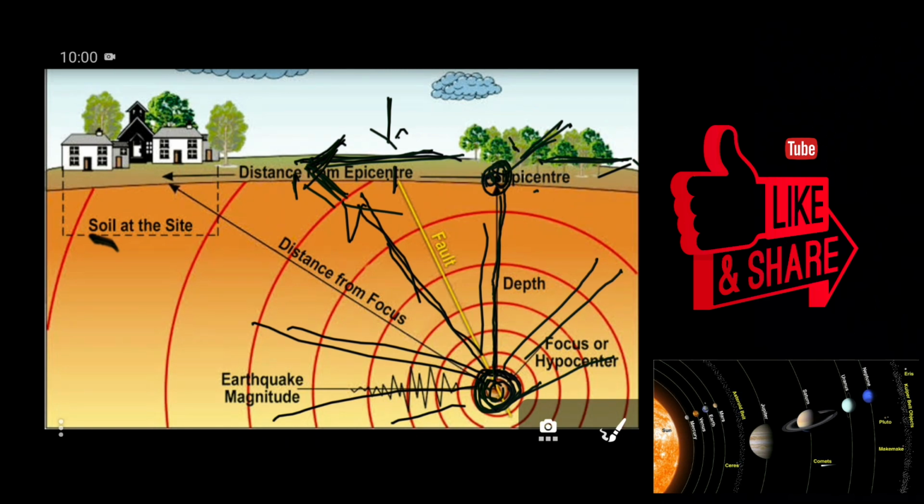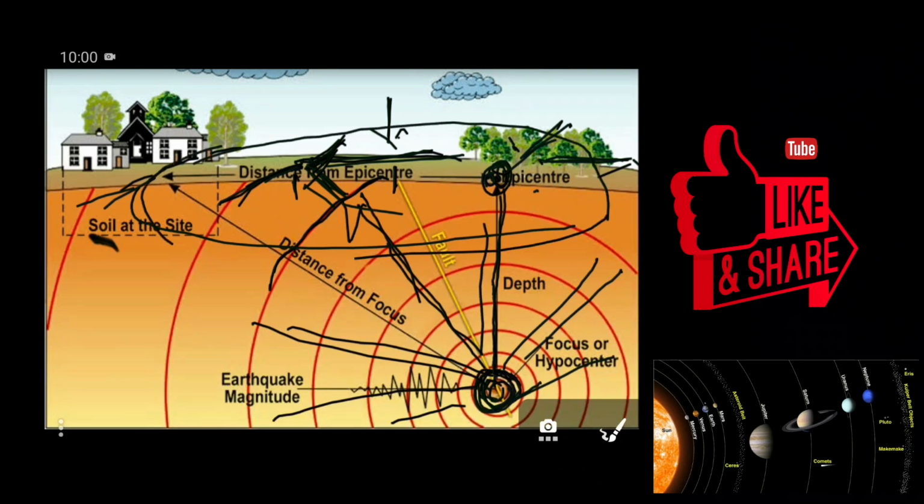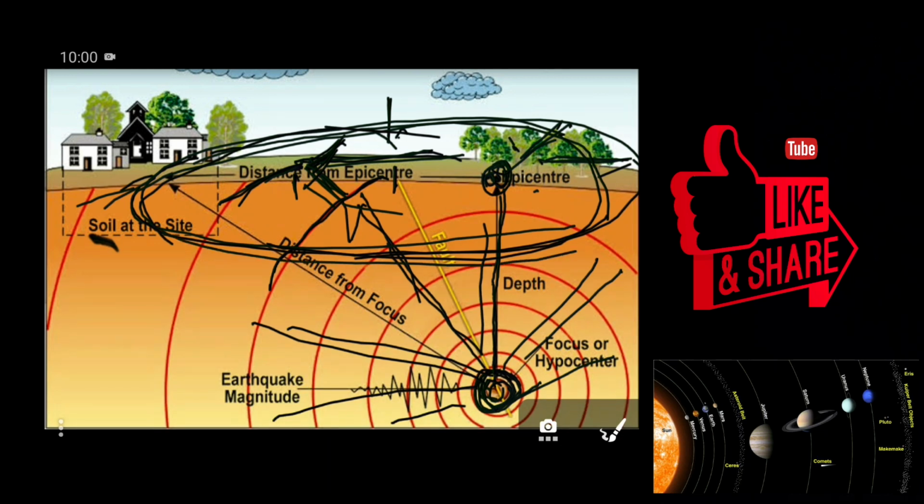When we measure a number of points on the surface of the earth having the same intensity and join them, we get an isoseismal line. By joining these points, we can get the intensity of the earthquake at a constant level.